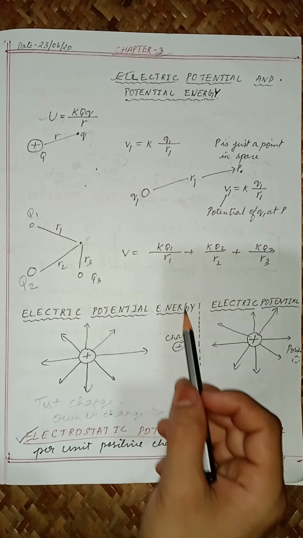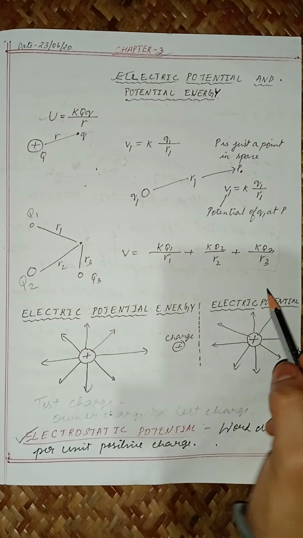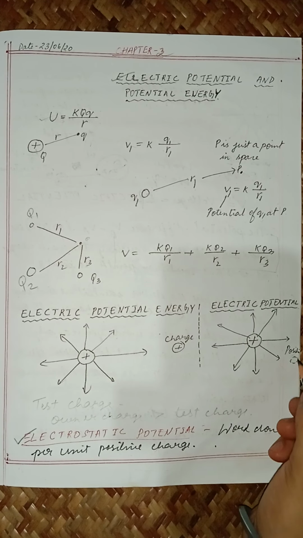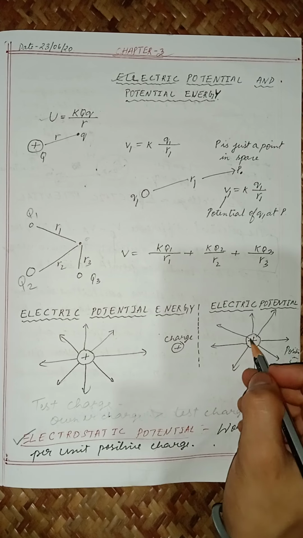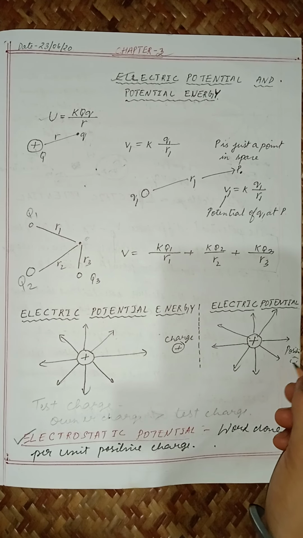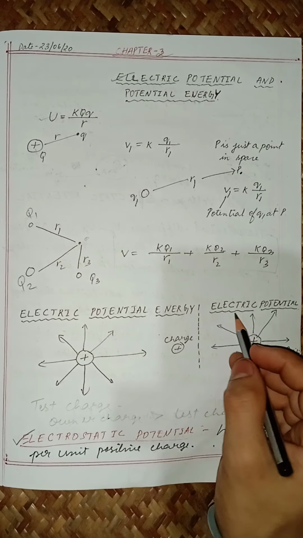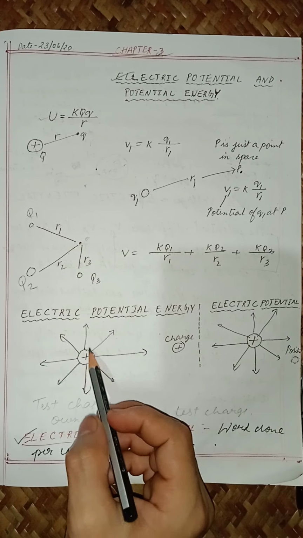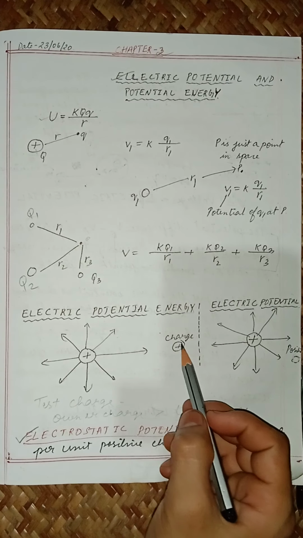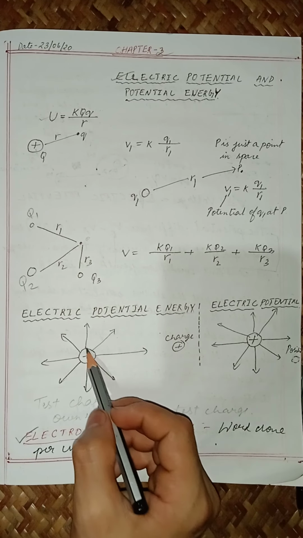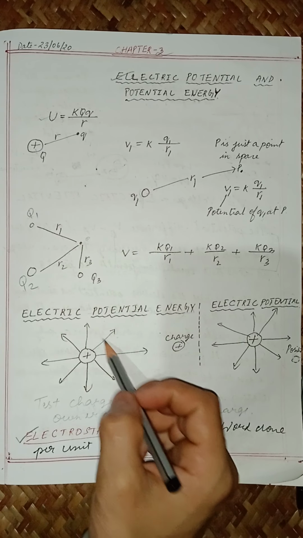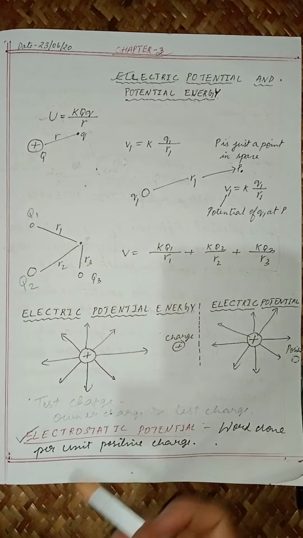There is a big difference between electric potential energy and electric potential. Electric potential means some position. Suppose there is a charge which has electric field lines and this is the point position. That means electric potential. And electric potential energy means, suppose there is the word energy, so there will be a plus charge and another plus charge, that is point charges. These are the electric field lines.